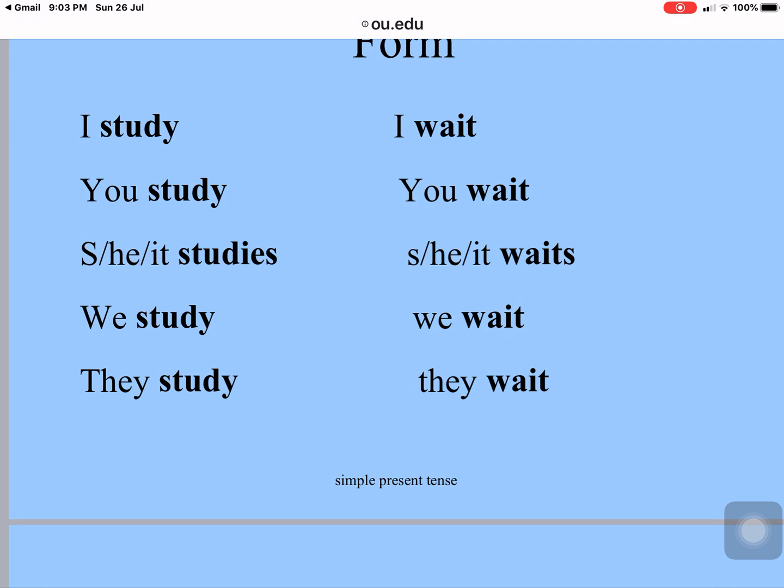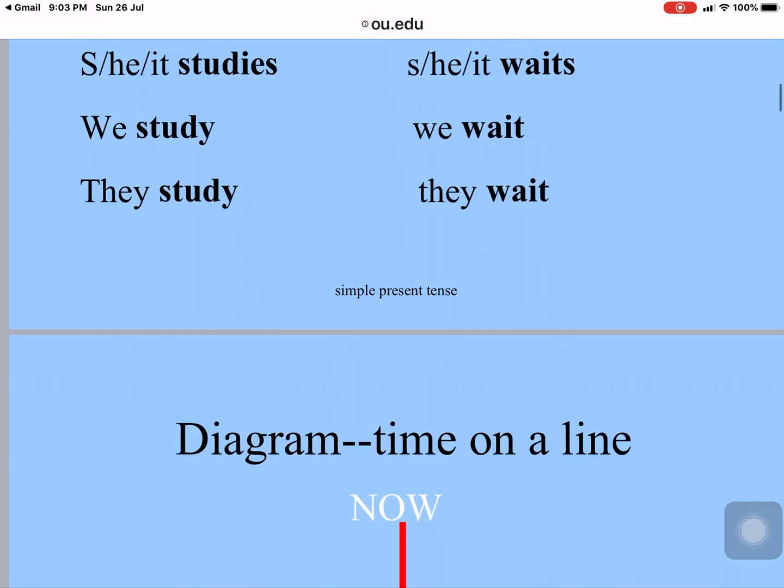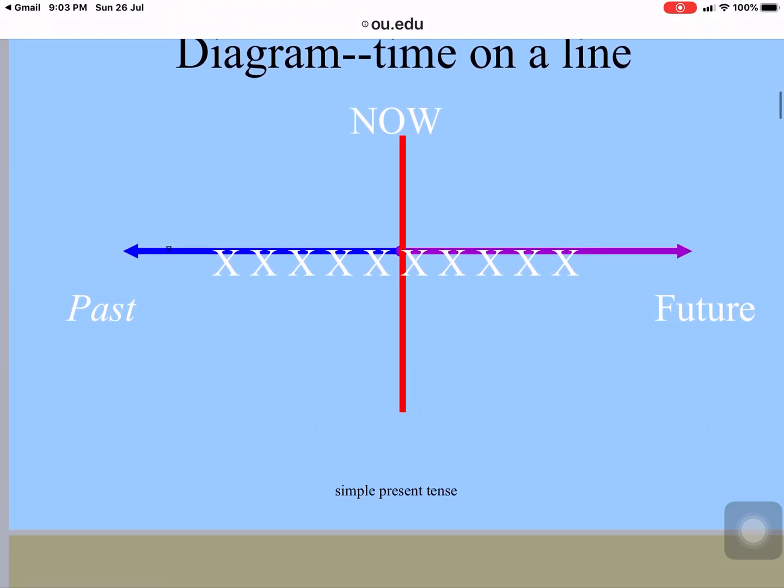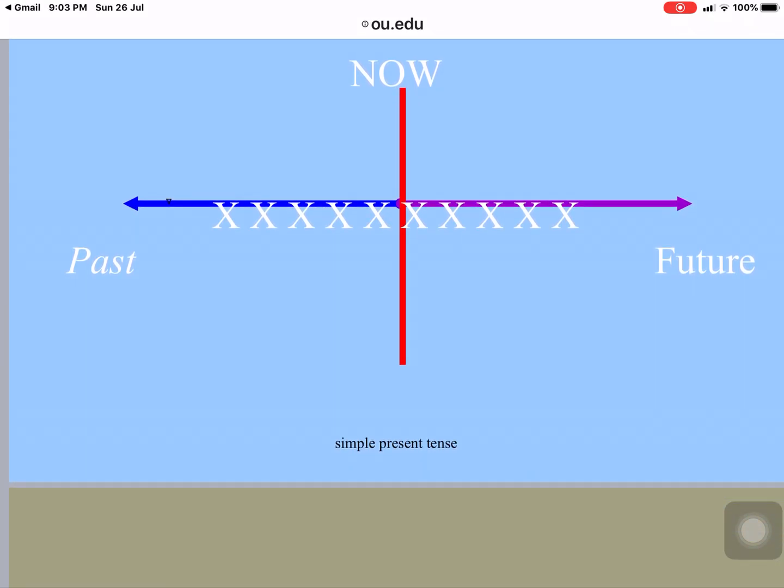Here you find we. We is plural subject. That's why here only we study. We wait. They study. They wait. We should not say they studies. You may be confused. They is plural subject, so we should not add s with the verb. That is not in the case of verb. They study. Here this is present, meaning now, as opposed to past and future.